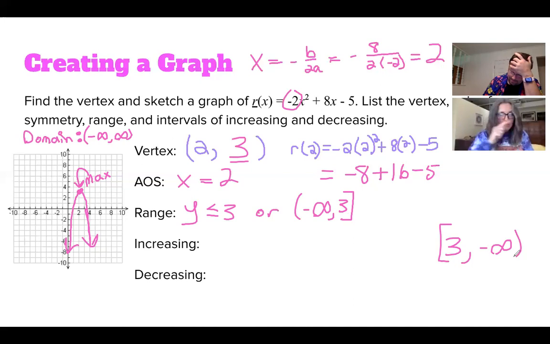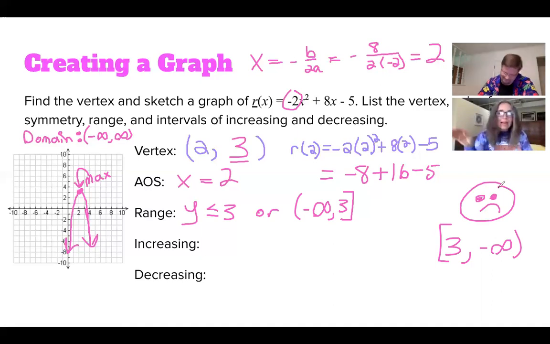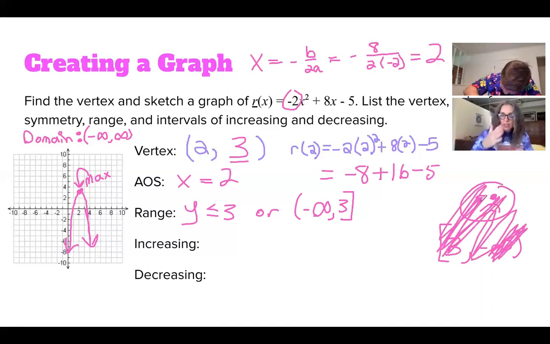Like, you can't write it like that. I understand that you can see it like that, but you can't write it like that in this notation. It has to go minimum to maximum.